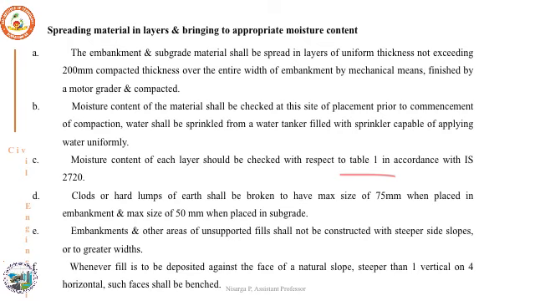When the embankment is constructed, the hard lumps should not have a maximum size exceeding 75 mm, and the lump size should not be more than 50 mm when it is placed in the subgrade. When the embankment is constructed, care has to be taken that there should not be any steeper side slope or greater width of the embankment. When the fill is deposited, for a slope steeper than 1 vertical to 4 horizontal, it has to be benched. Generally we will keep the slope of the embankment as flat as possible.